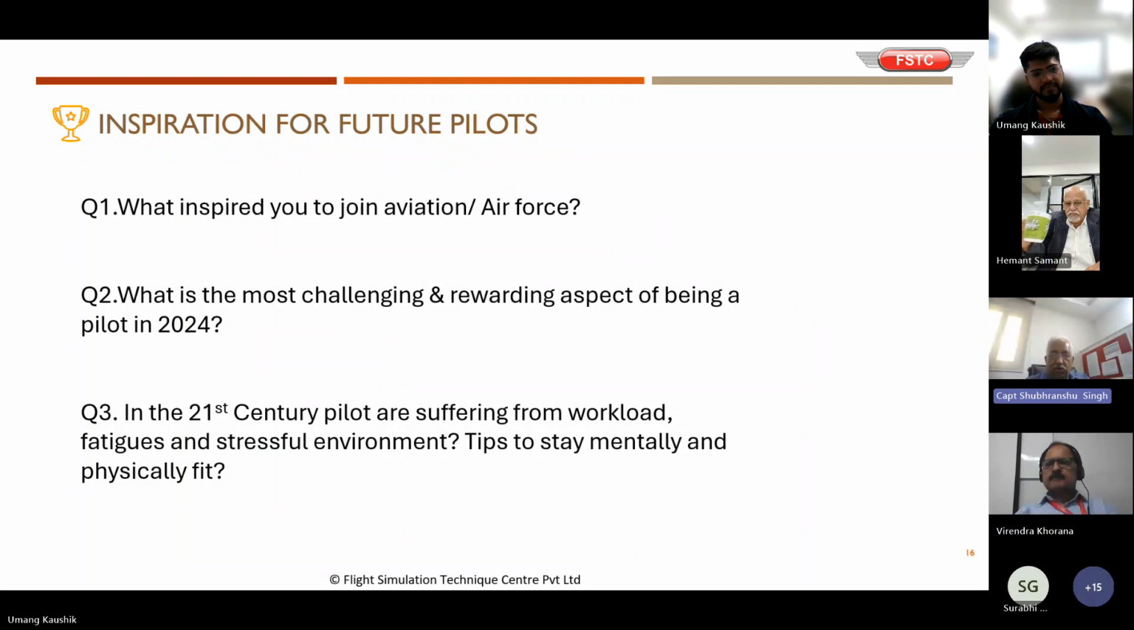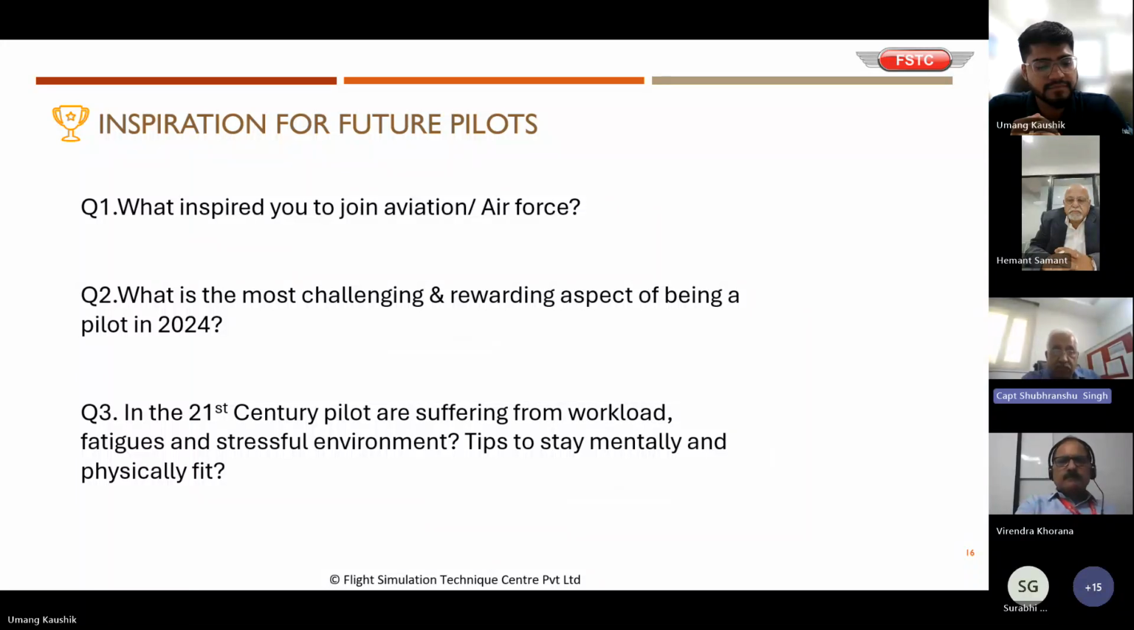And coming to the most challenging and rewarding aspect of being a pilot in 24, the aircrafts. From the time I joined, the aircrafts' technology has grown maybe faster than a pilot has been able to adapt to it. Correct, sir. Even in the civil aircraft and the fighters of the Air Force, the technology is going so fast that to adapt to it is most challenging. You have to be on your books on a daily basis.